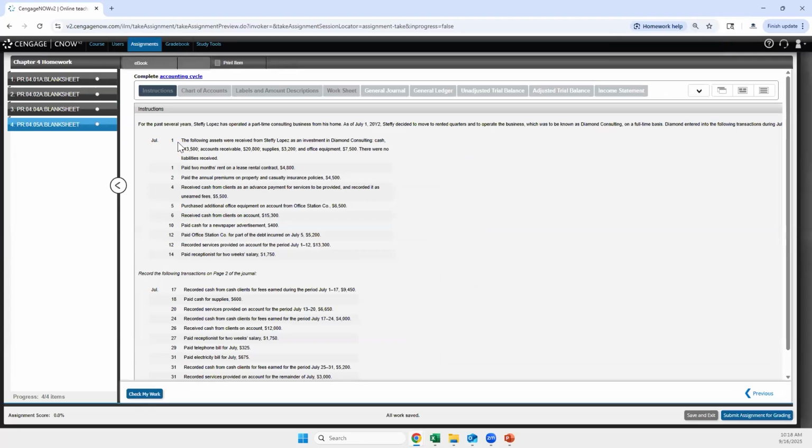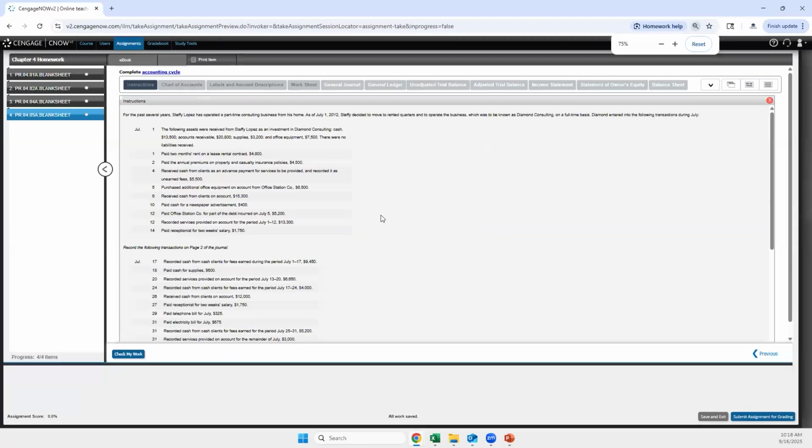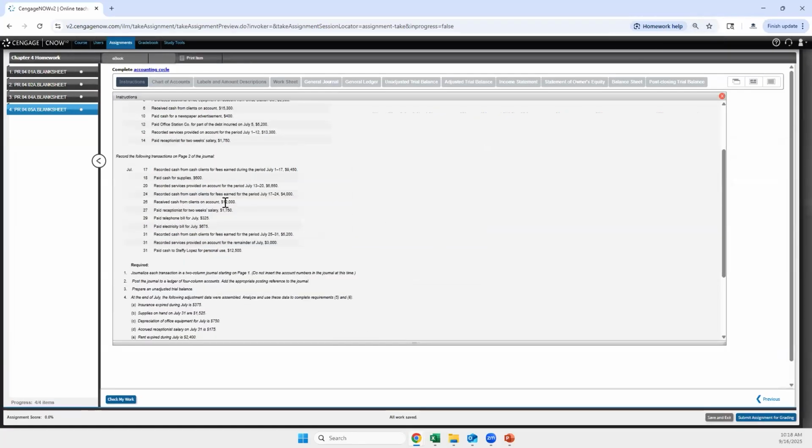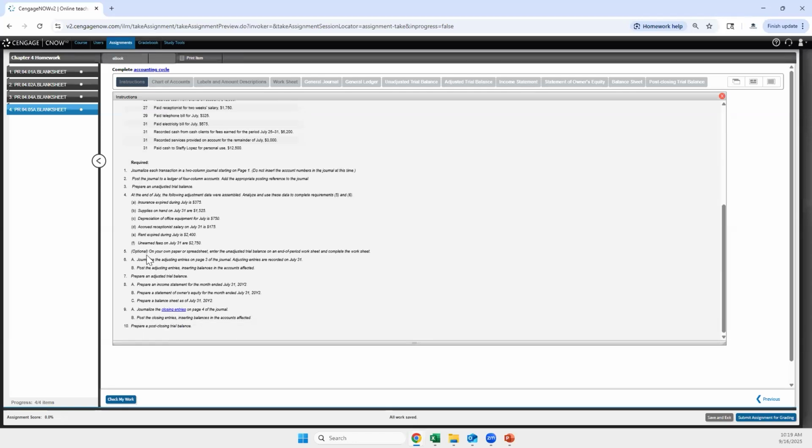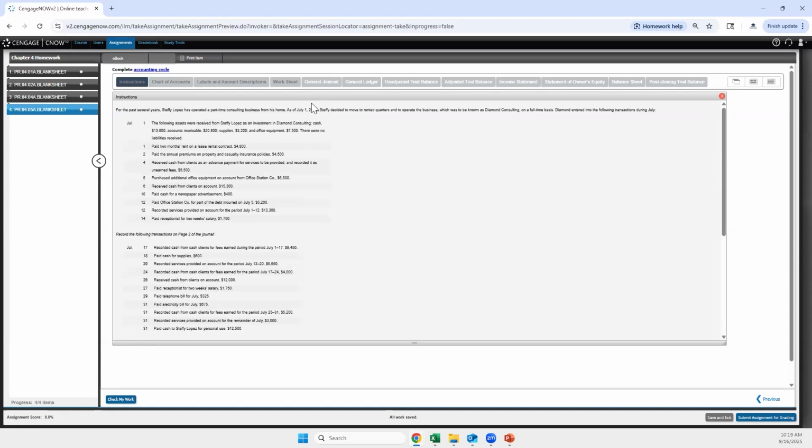It gives us the following transactions for the first page of the journal, and then more transactions for the second page of the journal. Journalize each of these entries, post the journal to the general ledger, and then prepare an unadjusted trial balance, an adjusted trial balance, and the adjusting journal entries, and then prepare each of the financial statements. So we're going to go through each of these steps in detail.